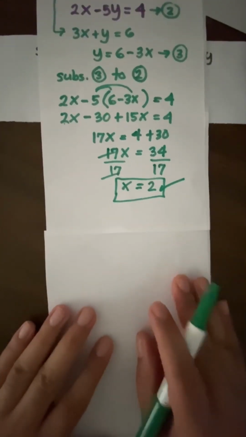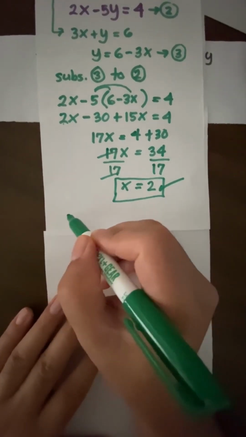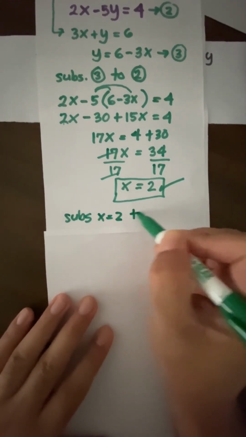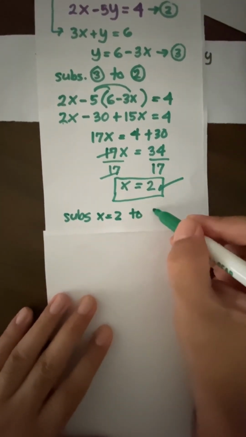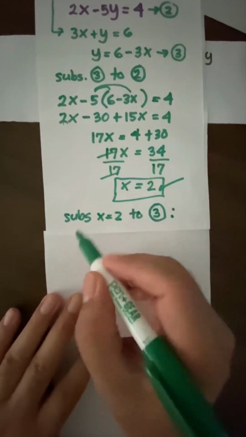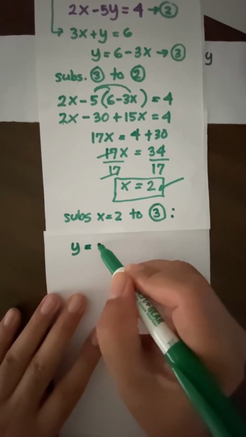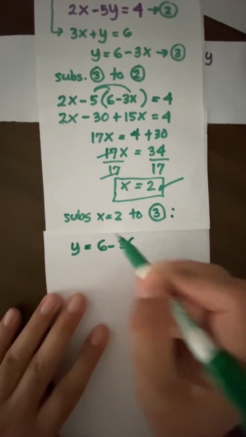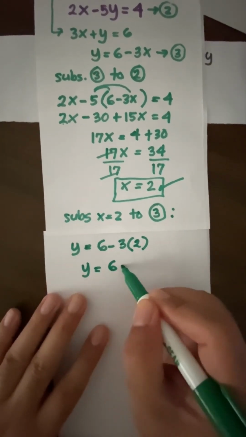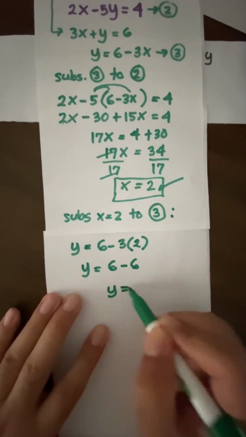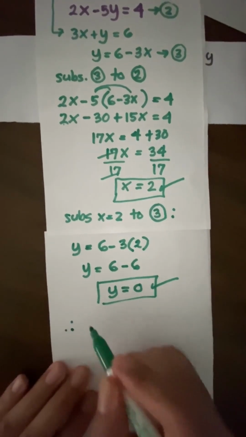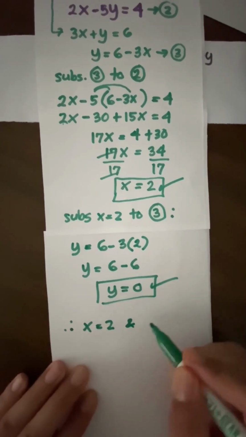Can you guess what the next step is? Yes, we will substitute x equal to 2 to equation 3. Our goal is to solve for the variable y. Substituting, we have y equal to 6 minus 3 times x, but we have already solved x, which is 2. Continue simplifying until you solve the value of y. Here the value of y is 0. Our answers are x equal to 2 and y equal to 0.